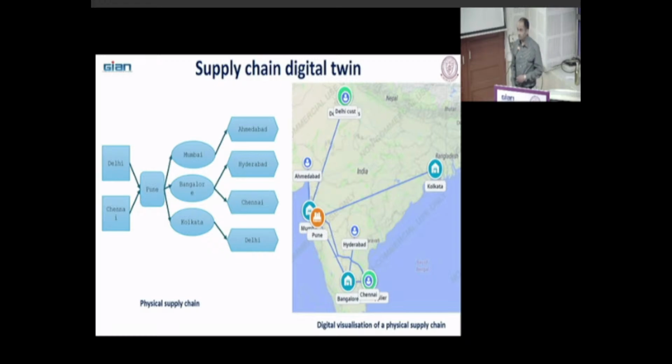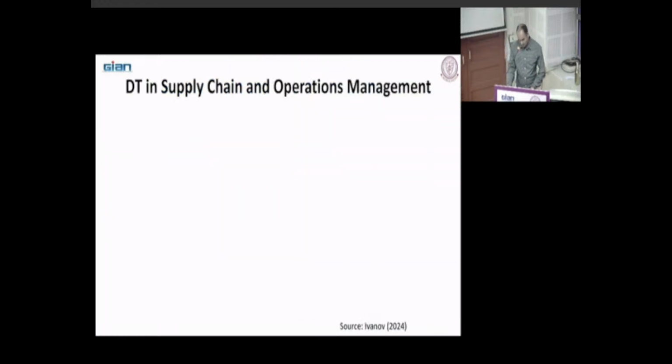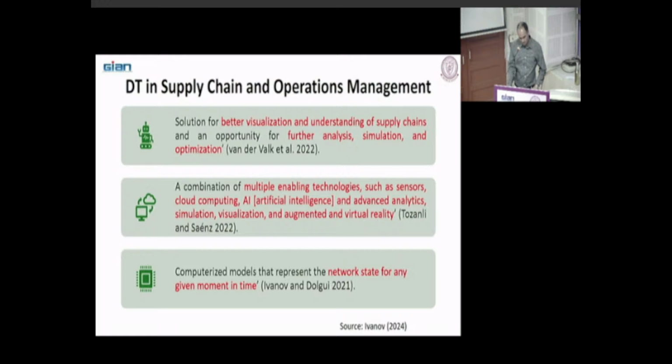Okay, students, we will resume our session. So this was the difference between your physical supply chain and the digital visualization of supply chain. Now we are going to talk about how we can use digital twin in supply chain and operations management. What are their applications and all those things we are going to discuss now. So as I said, we can do real-time tracking of the shipments, then inventory, all those things with the help of digital twin in supply chain and operations management.